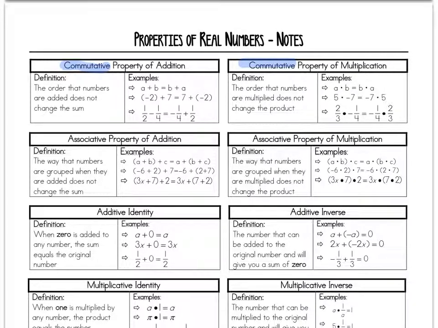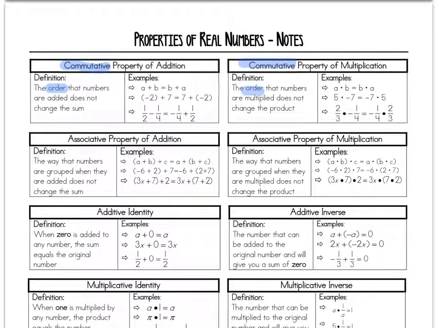If we read the definition, it says the order that the numbers are added does not change the sum, or the order that the numbers are multiplied does not change the product. So I'm going to just underline, or really, in my case, highlight order. In the commutative property, order doesn't matter. So let's see some of these examples in action.